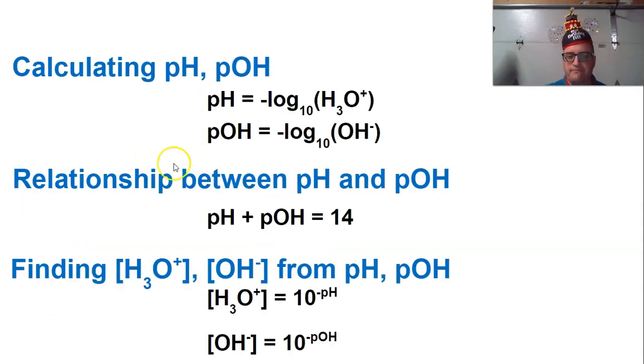Okay? Just have the idea that pH and pOH add up to 14. To get these, you do the antilog. To get these, you take the log. And you should be able to handle it from there, especially after a little bit of practice.